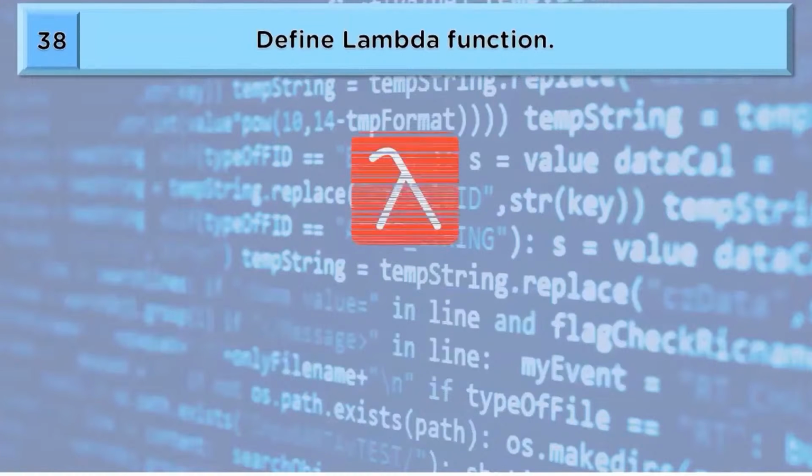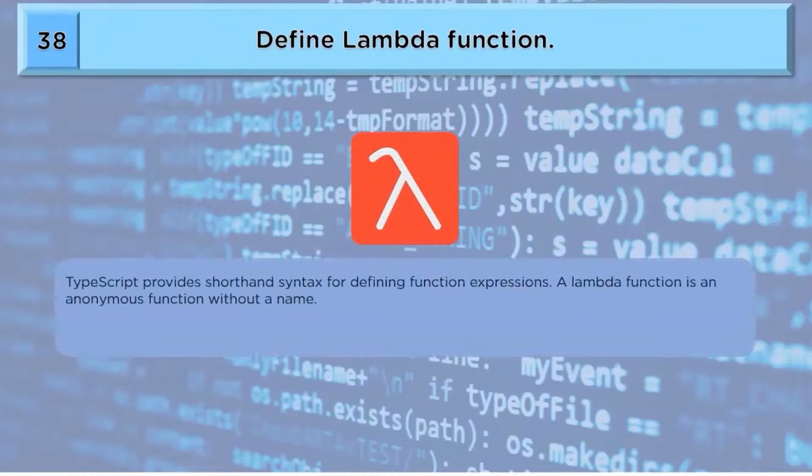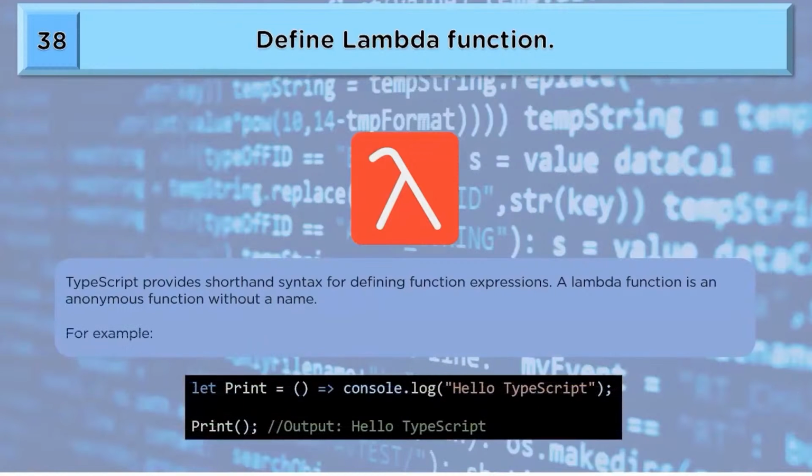Define lambda function. TypeScript provides shorthand syntax for defining function expressions. A lambda function is an anonymous function without a name. Below is an example for lambda function.